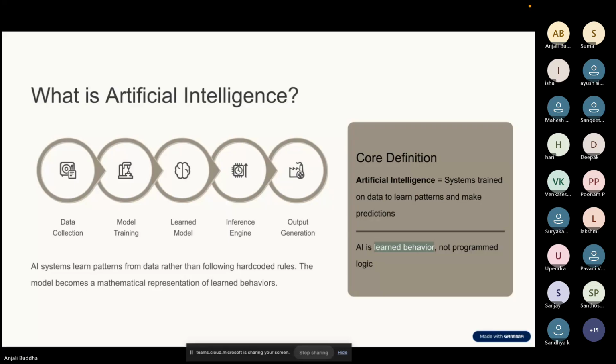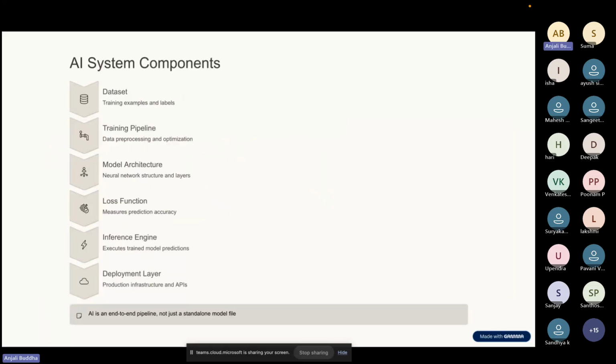Okay, what are the different system components? Just like we discussed, there is the data set, there is a training pipeline, and there is a model architecture that we have to select. When I say we have to select, it is not you, the developers will be doing it. We are just understanding how it is done so that we have better clarity of what we are testing. Once the model is done, to measure how accurately it is predicting, we have a loss function, right? And then an inferencing engine, which will go to the model and get the response, and the deployment layer, right?